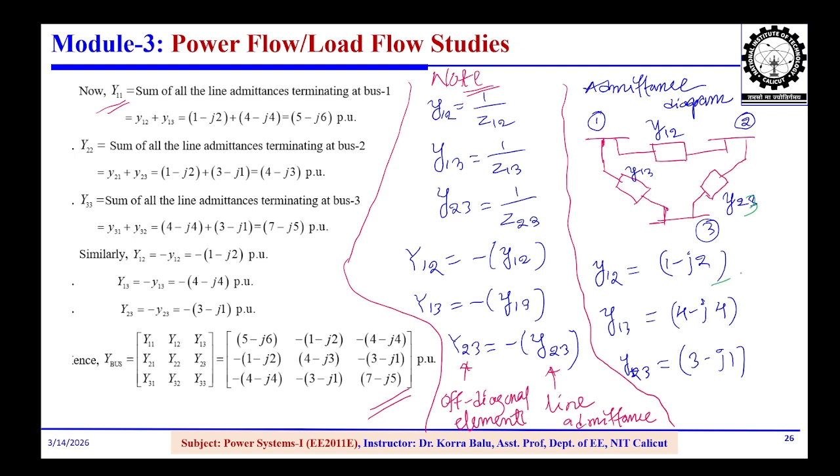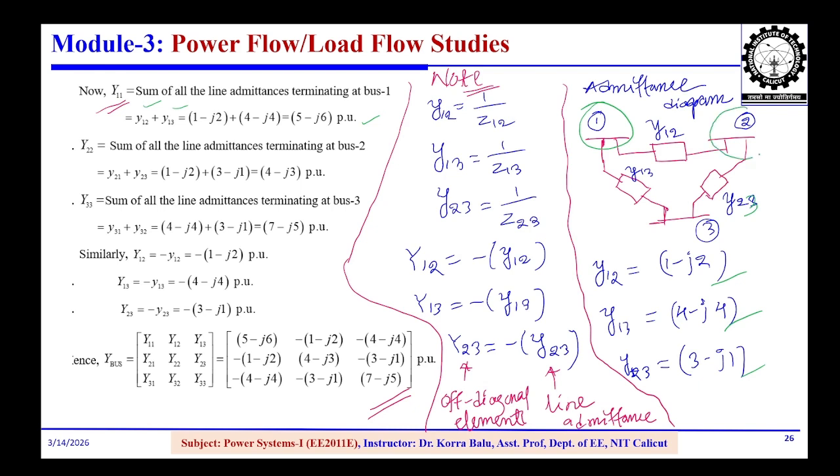After getting the line admittances, we'll see the self admittance of bus 1. We'll see from bus 1 how many lines are terminating. At bus 1, the lines Y12 and Y13 terminate. So capital Y11 is equal to Y12 plus Y13, which is the self admittance of bus 1.